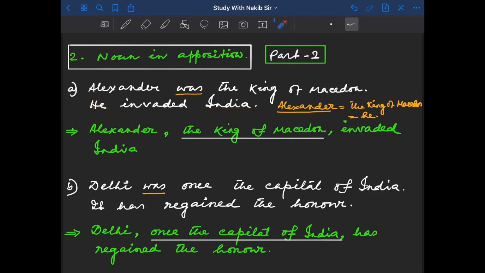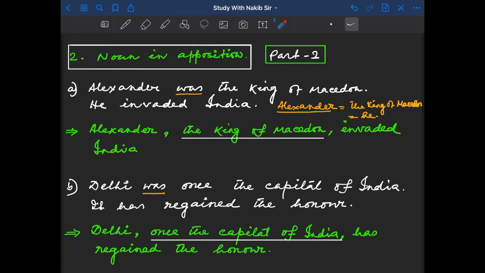Okay, now another part is there, Alexander is equal to the king of Macedon. If so, the sentence is Alexander invaded India, like this. This is the sentence, and the other part is there, the king of Macedon. We will use the king of Macedon here in between Alexander and the predicate, and you will have your combined form. See, Alexander, comma, the king of Macedon, comma, invaded India. Okay, this is the structure.